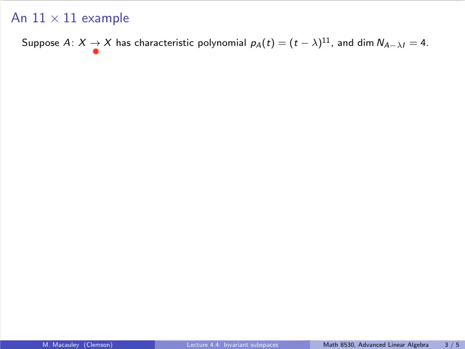Suppose that A has characteristic polynomial t minus lambda to the 11. So it has only one eigenvalue of multiplicity 11. And suppose that it has 4 genuine eigenvectors. In other words, the dimension of the null space of A minus lambda I is 4. Now, obviously, any linear combination of these is an eigenvector, so there's infinitely many, but what I really mean when I say there's 4 eigenvectors is that there is a 4-dimensional subspace consisting only of eigenvectors.